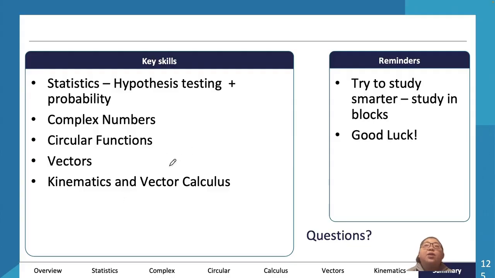And that comes to the end of our lesson today. So make sure to study smarter and study consistently and study in blocks, and good luck for all your exams.